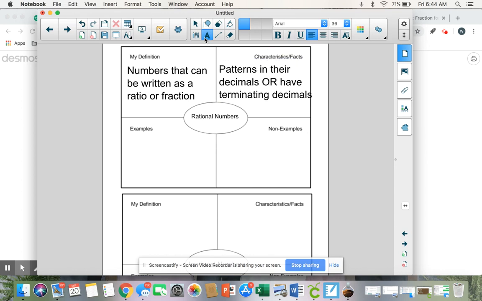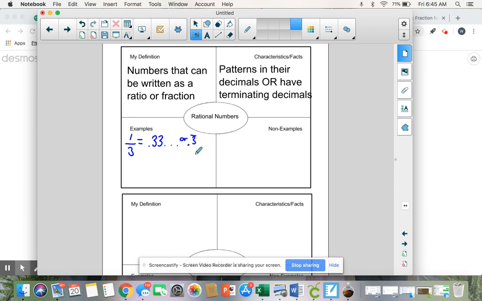So let's do a couple examples of this. One example would be 1/3. That is already written as a fraction. My decimal for 1/3 is 3 repeating. Or I could write that as a 3 with the bar notation to show that it goes on and on and on. Another example could be -4/3.